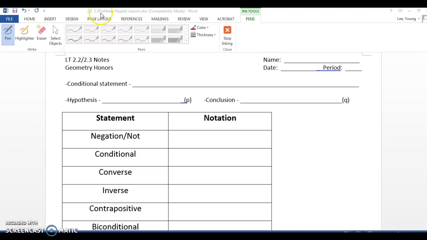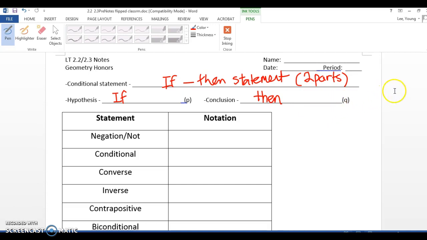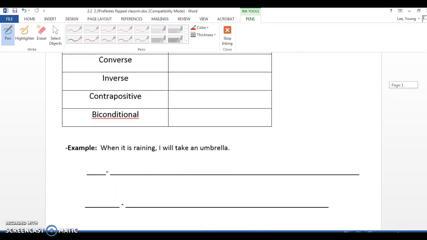So a conditional statement is an if, then statement. There are always two parts to that: the if part and the then part. The if part is called the hypothesis, and you guys learned it from science. It's just the if statement. The conclusion is the then statement. Before you go over all these notations, let's actually take a look at some examples.